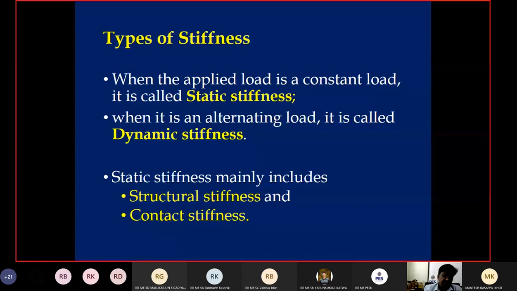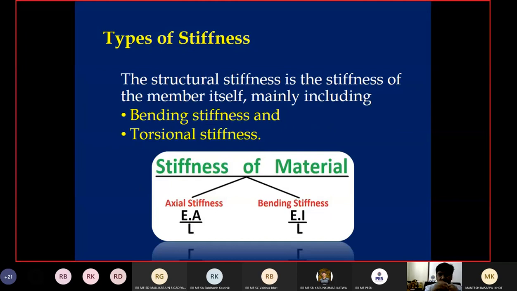And the static stiffness can also include both structural stiffness and contact stiffness, and mostly we would be looking into the structural stiffness. Now, when you look into the structural stiffness, there are various types of structural stiffness which you can relate to your subject. That is the bending stiffness, the torsional stiffness, the axial stiffness. There are various types of stiffness that come into play.